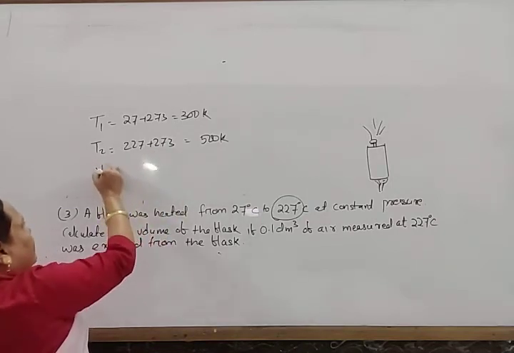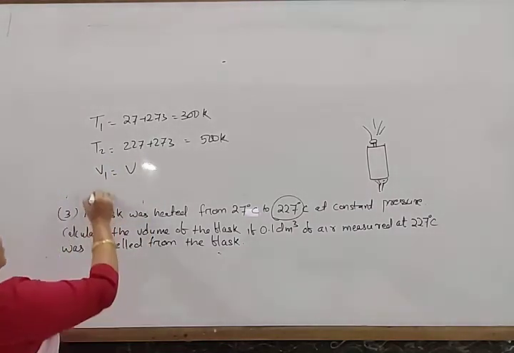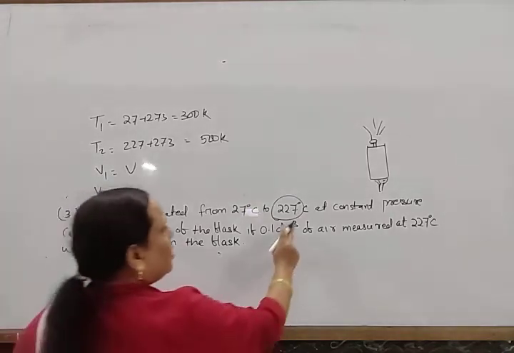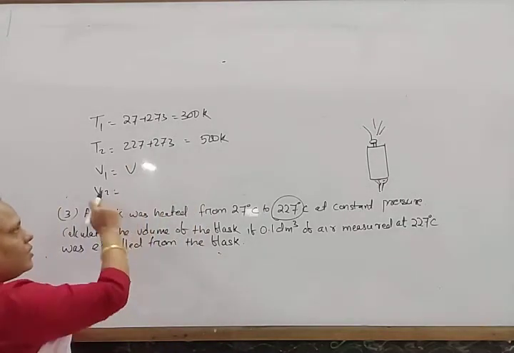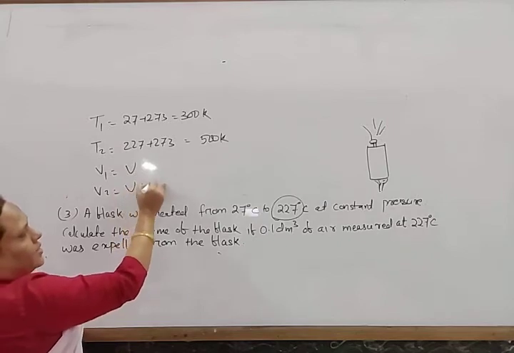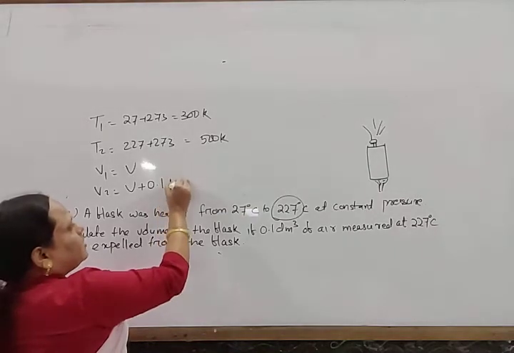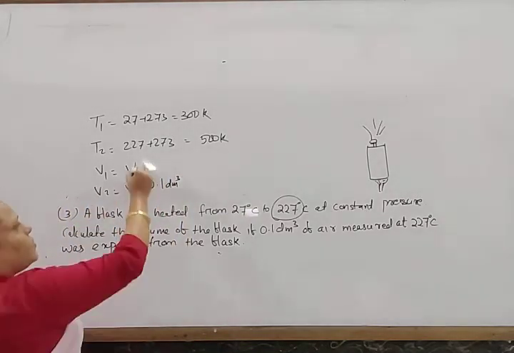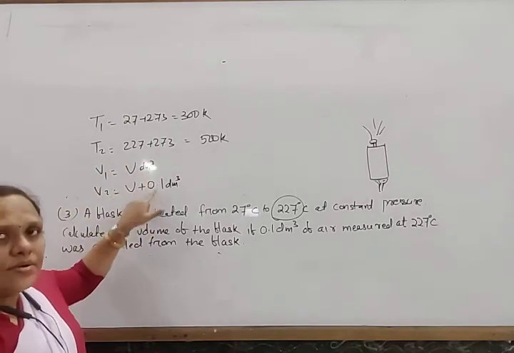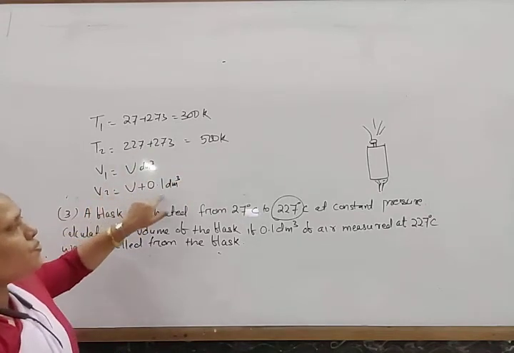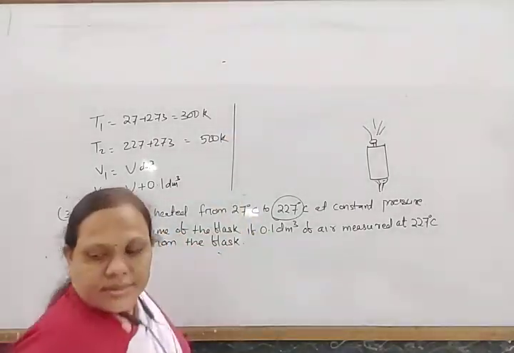500 Kelvin, and suppose V1 is equal to V, that is the volume of the container, and V2 is given as 0.1 dm³ escaped out, that is the excess. Then what is the final volume? Suppose the initial volume is V and the escaped volume is 0.1 dm³. So volume V is in dm³, and the excess volume that will escape out is 0.1 dm³. This is V2. Then what is our Charles law?